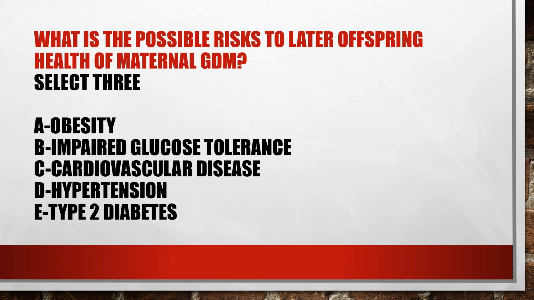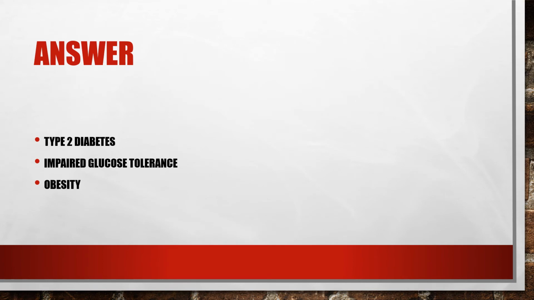What is a possible risk to later offspring health of maternal GDM? Select three from the list below: obesity, impaired glucose tolerance, cardiovascular disease, hypertension, or type 2 diabetes. The answers are type 2 diabetes, impaired glucose tolerance, and obesity.